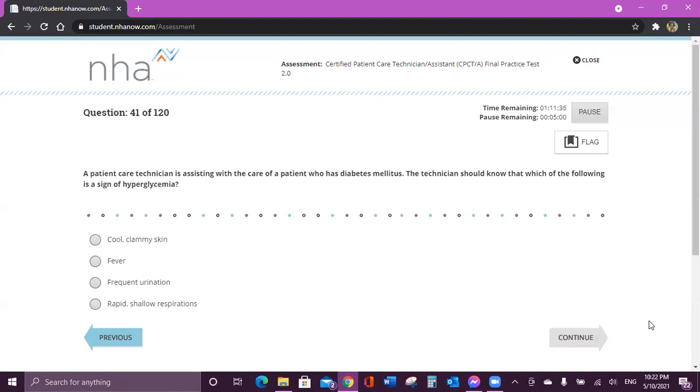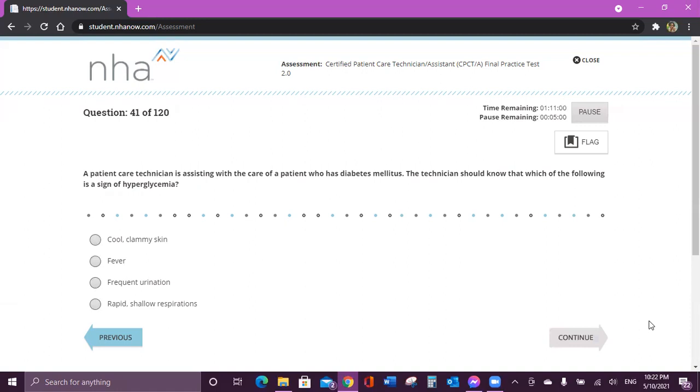A patient care technician is assisting with the care of a patient who has diabetes. I have to look up that little word, it still hasn't stuck. The technician should know which of the following is a sign of hyperglycemia. Cold, clammy skin, fever, frequent urination, rapid, shallow respirations.